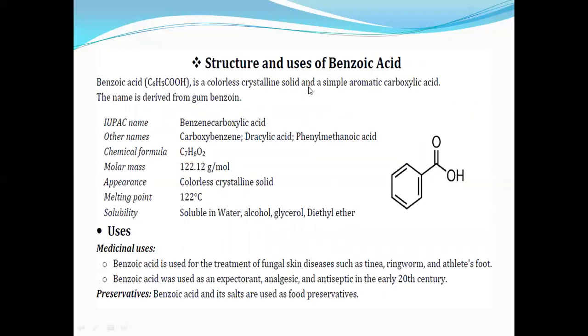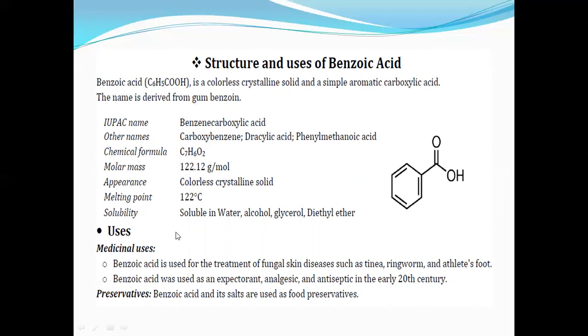The next acid which we are going to discuss today is benzoic acid. Basically, it is a colorless crystalline solid and a simple aromatic carboxylic acid. The name of benzoic acid is basically derived from gum benzoin. The IUPAC name of benzoic acid is benzene carboxylic acid. It is also known as carboxybenzene and phenyl methanoic acid.